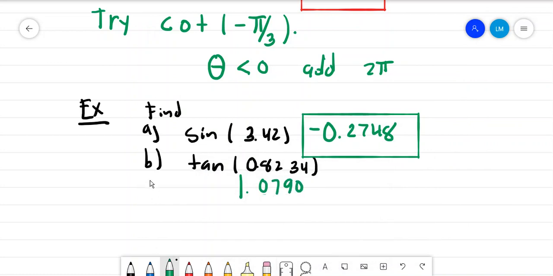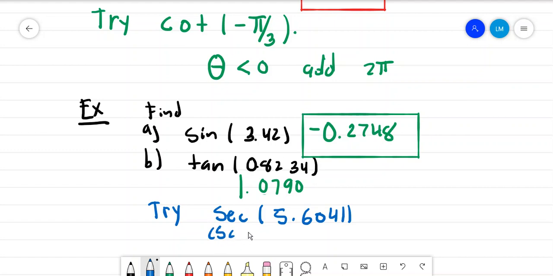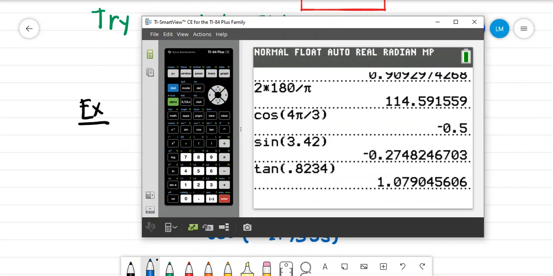Okay, now in this case, one thing that you can try is looking at some of the reciprocal functions. So go ahead and try on your own secant of 5.6041, and again, it's understood that those are radians. And then try, for example, cosecant of negative 2.7335.